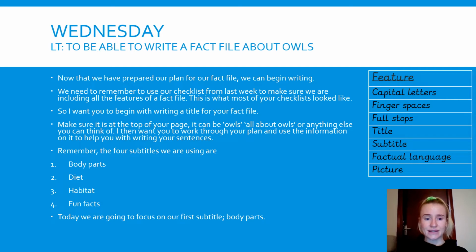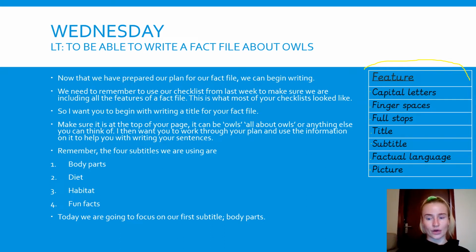Last week we wrote our checklist in one of our planning lessons, and most of you wrote a checklist that looked something like this one that I've written over here. I didn't have enough room to fit the symbols on, but these are the features you need to include in your fact file. Almost everyone got the seven features. You need to include capital letters, finger spaces, full stops, a title, subtitles, factual language, and pictures. So that's your checklist. I want you to really think about that and keep it at the back of your mind whenever you're writing.